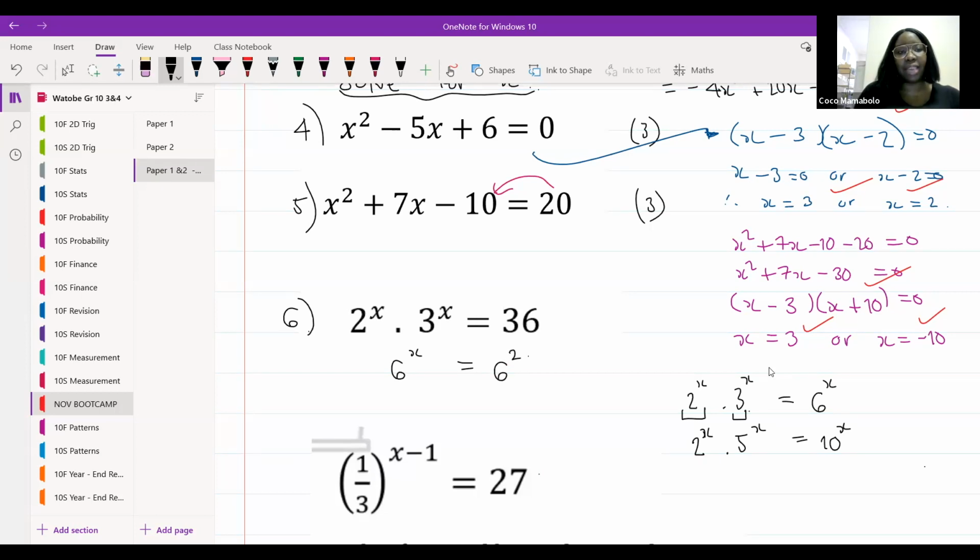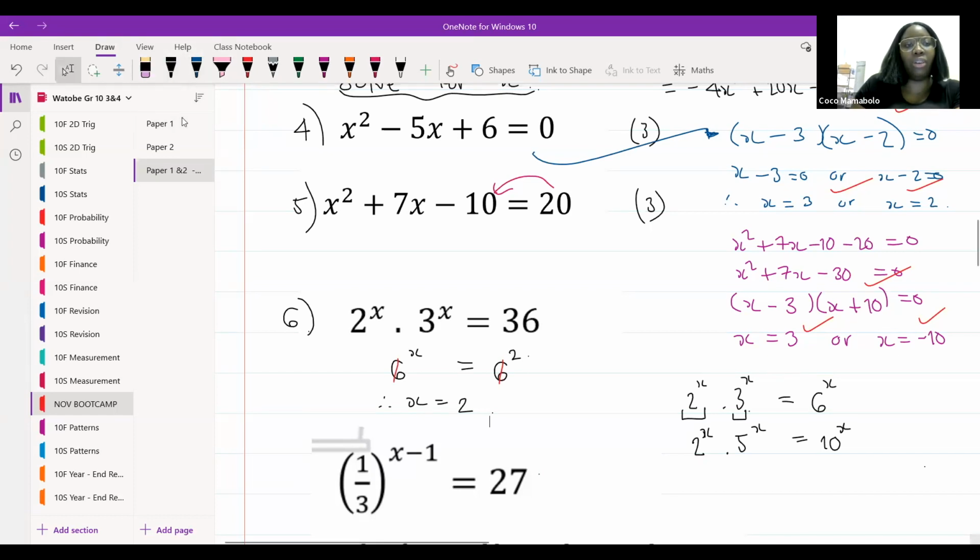Now that I have the same base, I can drop my bases. And what is x equal to over here now? X equals 2, ma'am. Good. That's it. Beautiful. Well done. Are we seeing what math is done here? Yes, ma'am. Thank you, ma'am.